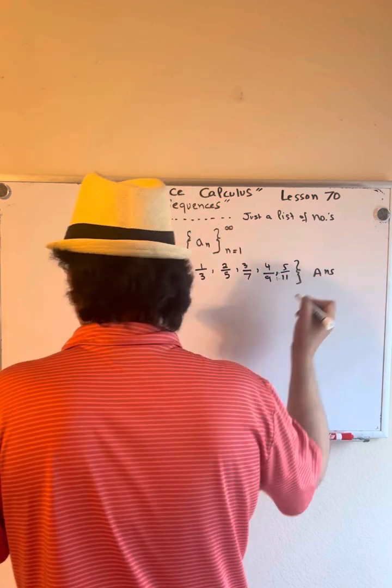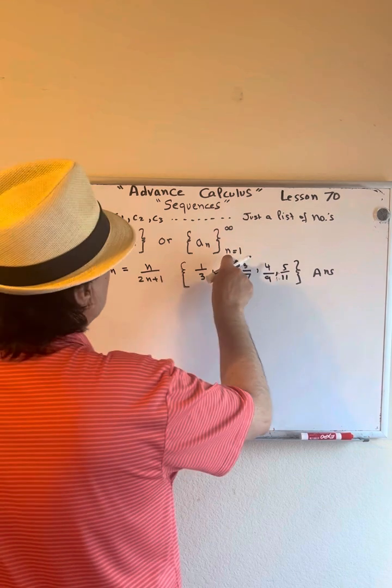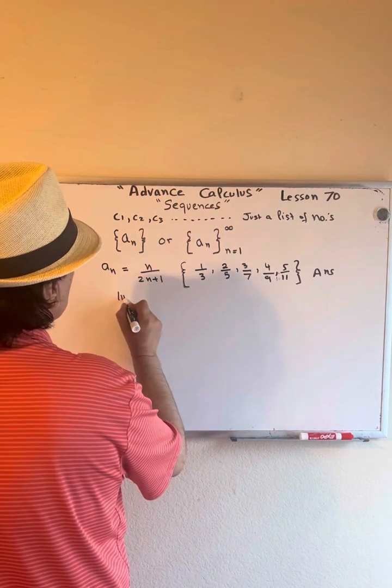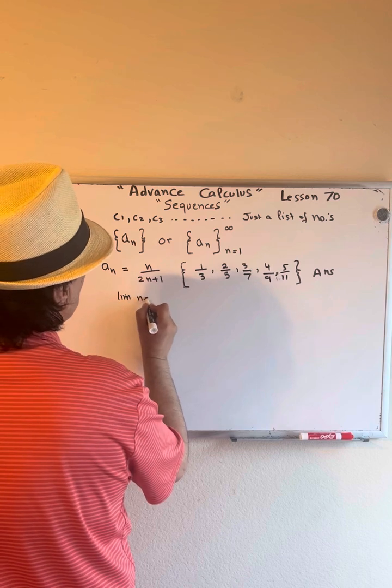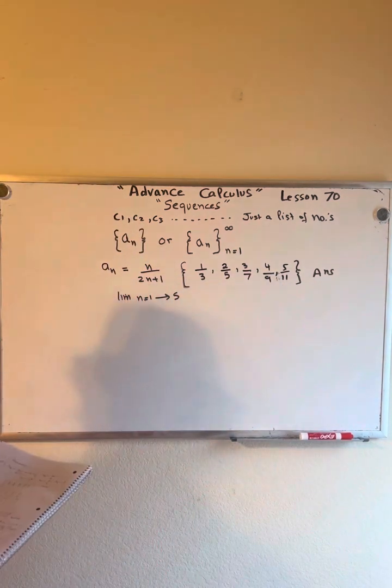Because what we are seeing in this particular case is the limit with n going from 1 approaching 5. So that is your answer right there.